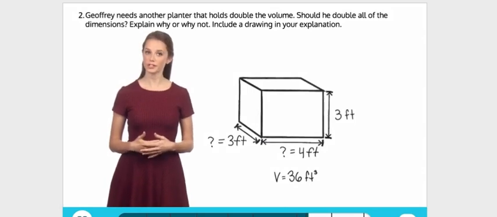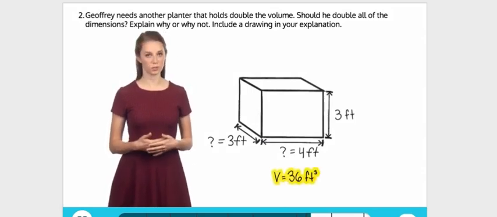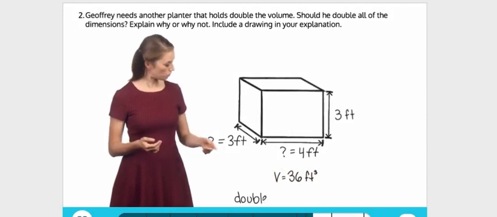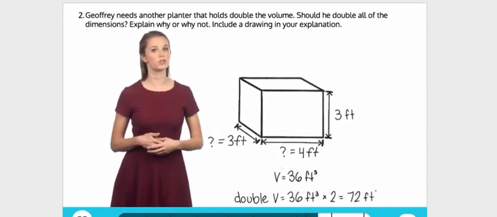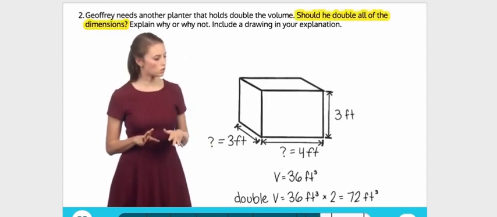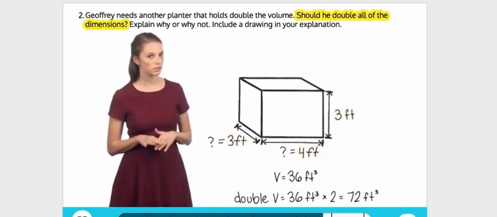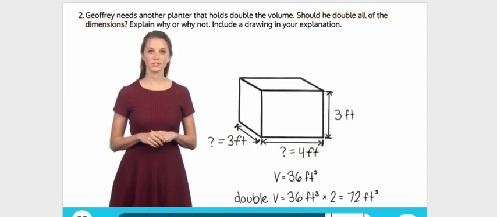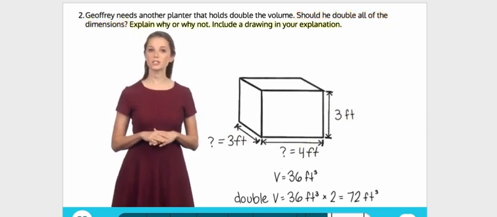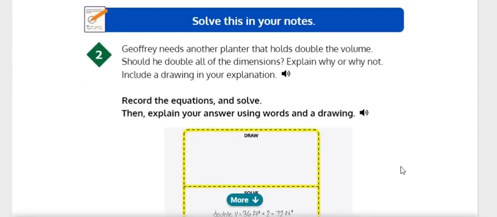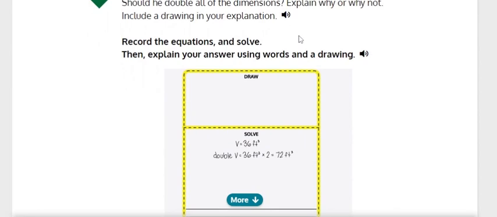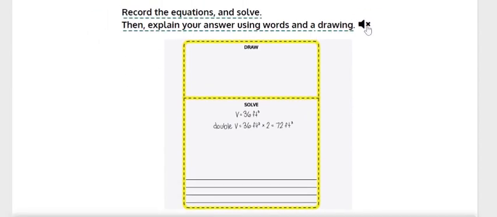Jeffrey wants to make a new planter that will have double the volume of the first planter. So double the volume, or 36 times 2, is 72 cubic feet. Should he double all of the dimensions to get this new volume? Solve in your notes, and make sure to explain your answer using words and a drawing. Record the equations and solve. Then explain your answer using words and a drawing.